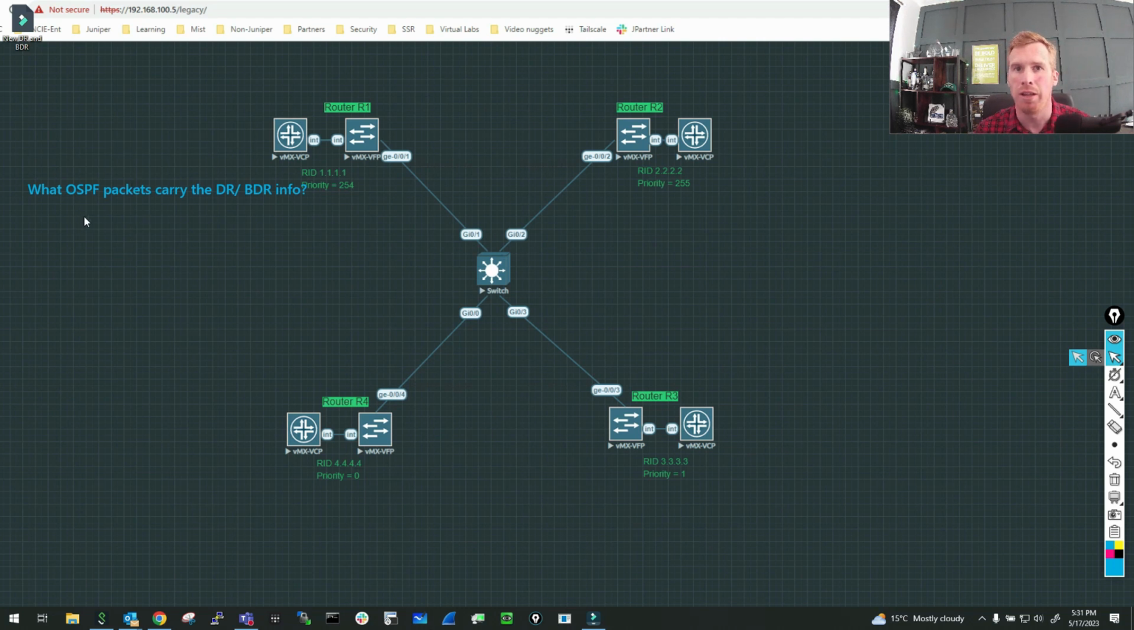The answer is the OSPF hello packet. And as I mentioned, when we configure R1, it's going to be sending out OSPF hello packets for the first 40 seconds. Now this is known as that wait timer. It's also the same time as the dead interval on OSPF.